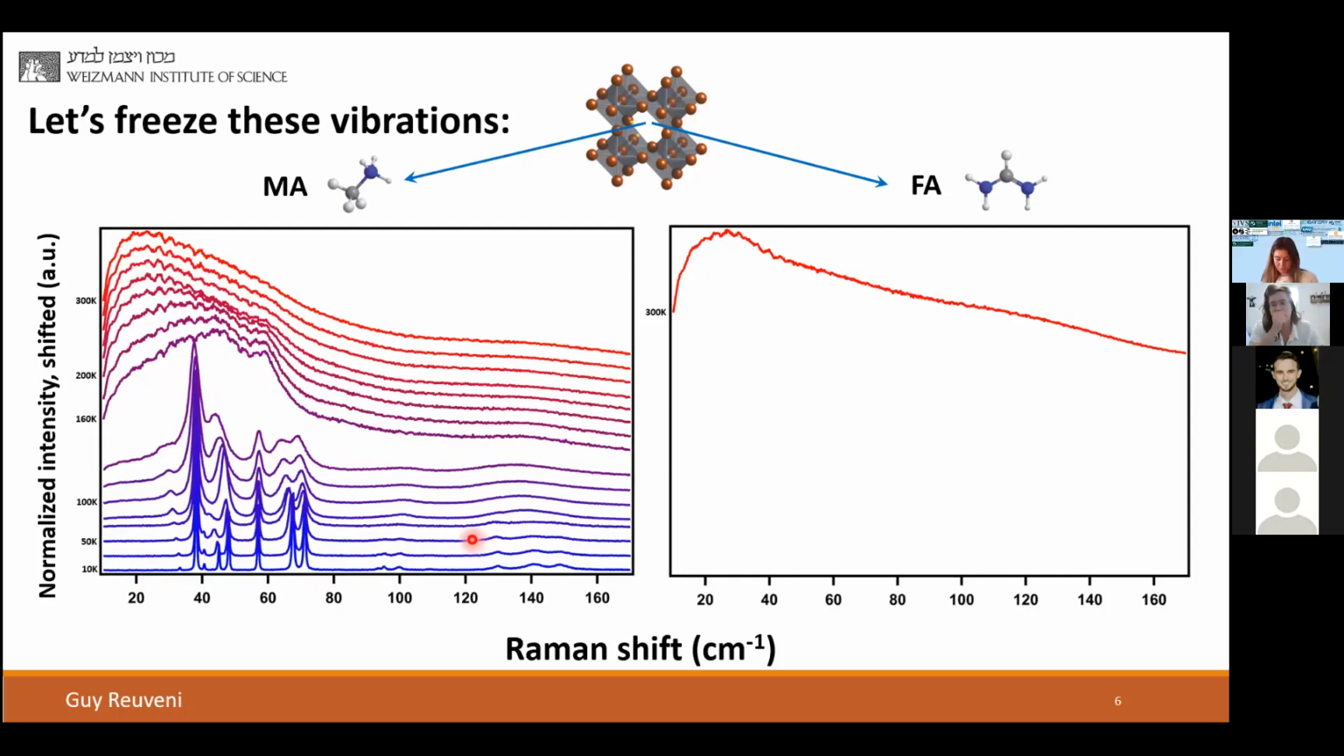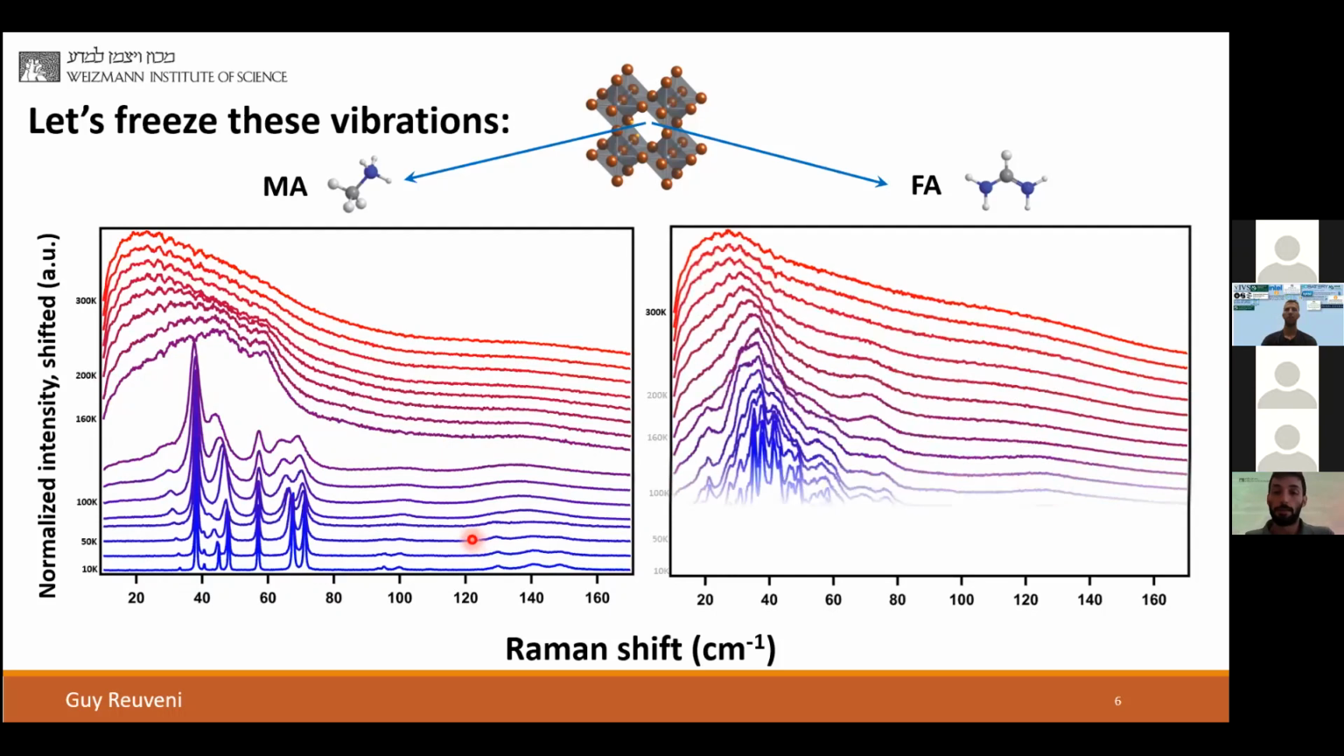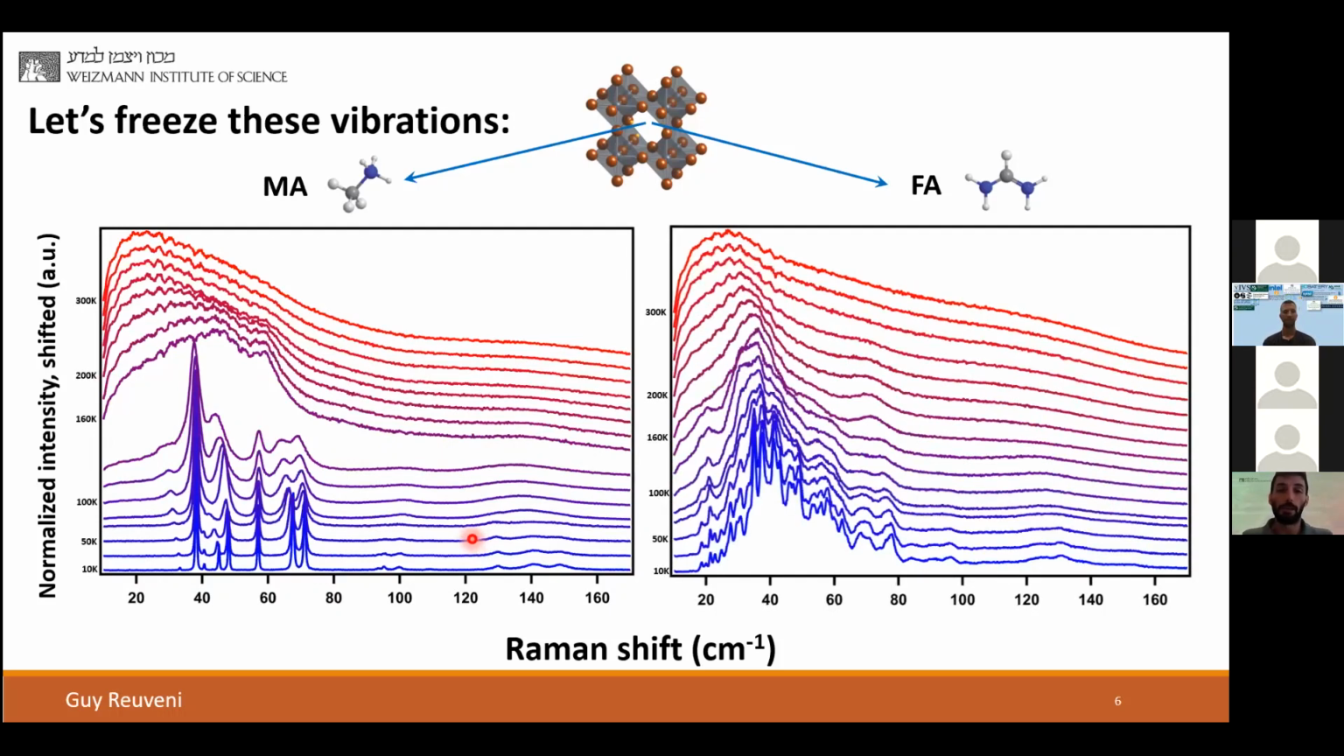On the other hand, when we do it for the formamidinium lead bromide, we get a totally different image. We do not see phase transitions that can be seen in the methylammonium case. And the 10 Kelvin spectrum looks totally different. We have many, many peaks. And this also does not agree with XRD and theory. So we'll move on to see why there is this big difference between the two.